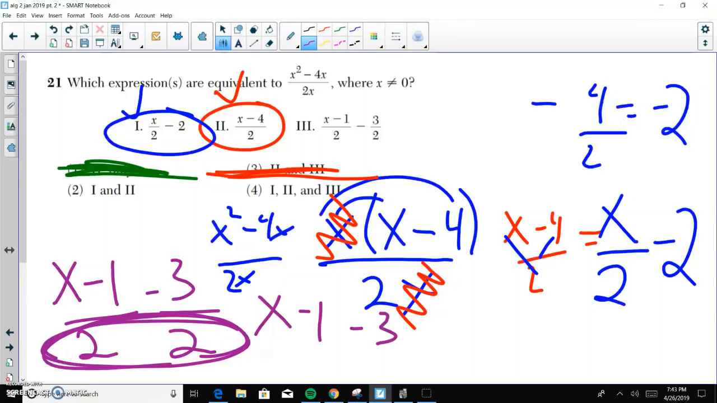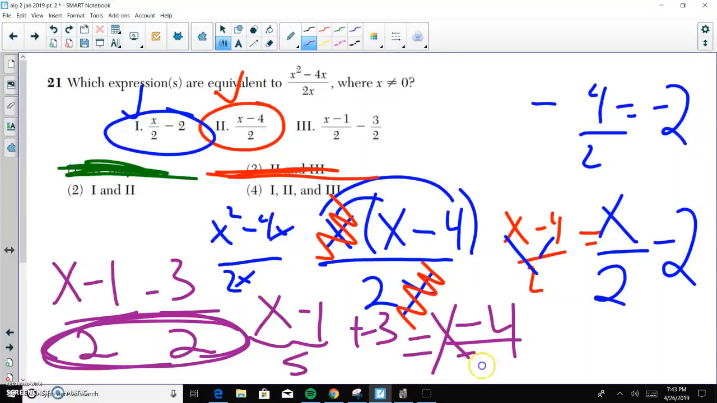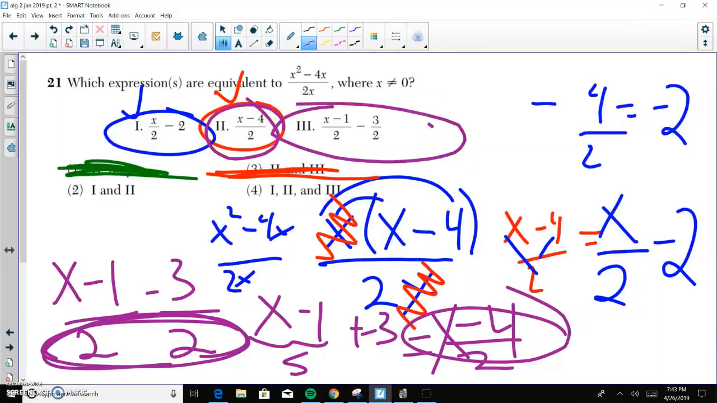Okay, yeah, let's do same change. So that's going to equal negative 4. X minus negative 4, and then over 2, because of the common denominator. And that is the same thing as our second choice. So that means that that is also correct. So choice 4 is your answer.